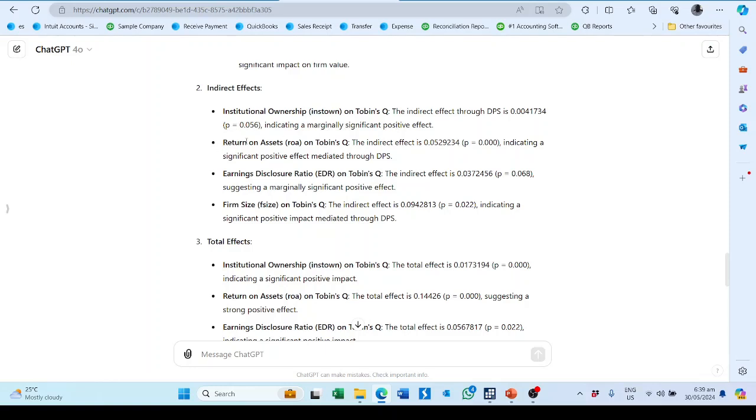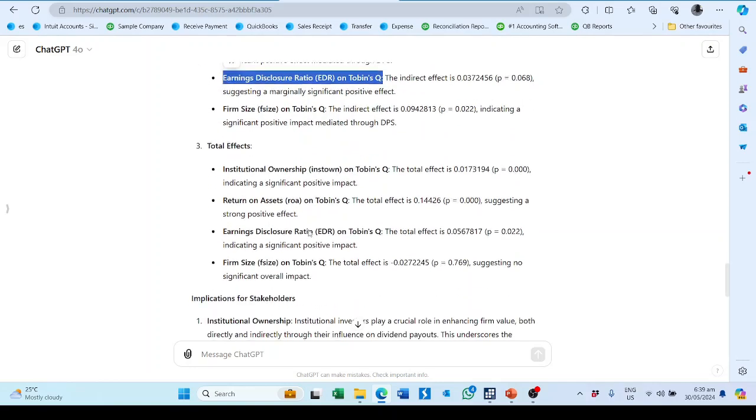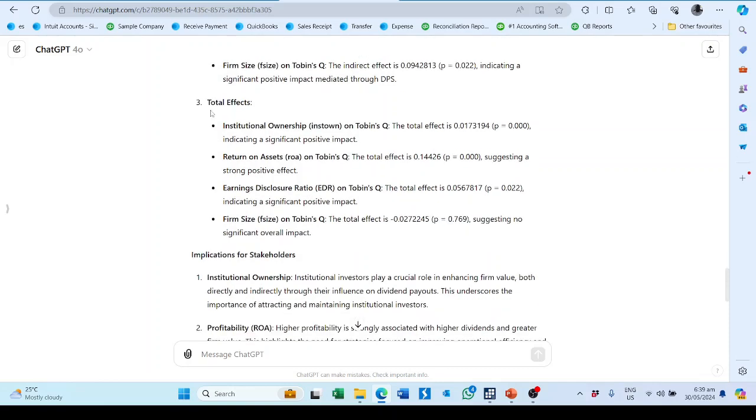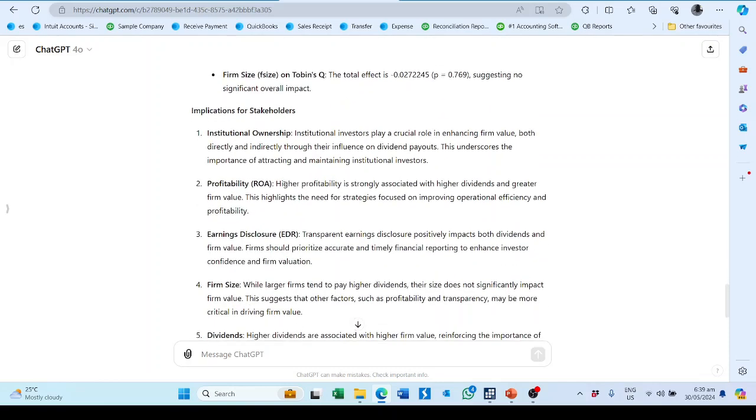The effect of ROA is also interpreted, and that of equity to debt, which it actually mistook for earnings disclosure ratio, but that's fine. Firm size has a p-value of 0.022, which is positive and also significant at 5%. And the interpretation for the total effect is there. Now, interesting implications for stakeholders.